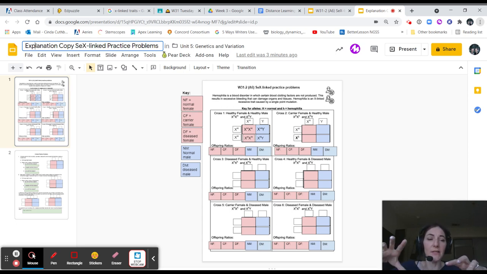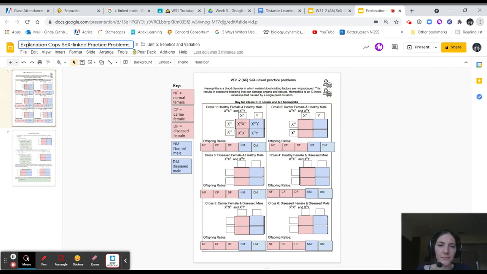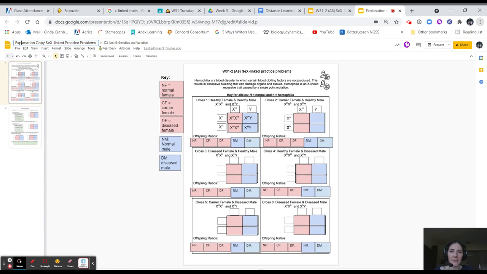So what we're going to do is zoom out, like you want to make it smaller. And when you zoom out, it actually makes the presentation bigger. Then I just want you guys to practice making some crosses. What I've tried to do is make it so that you can copy and paste my X's with their superscript alleles like big H or little h.